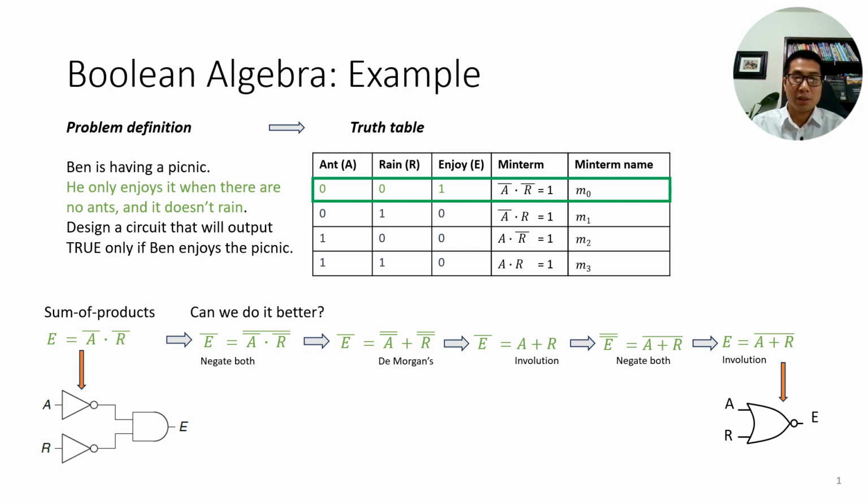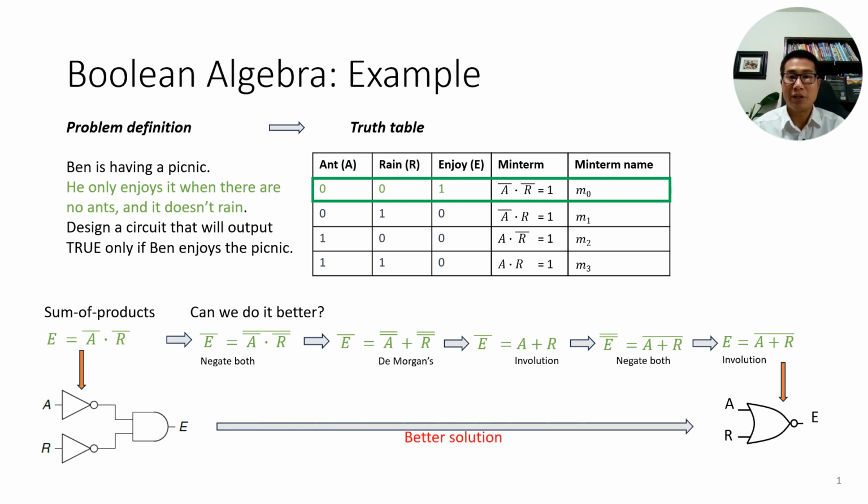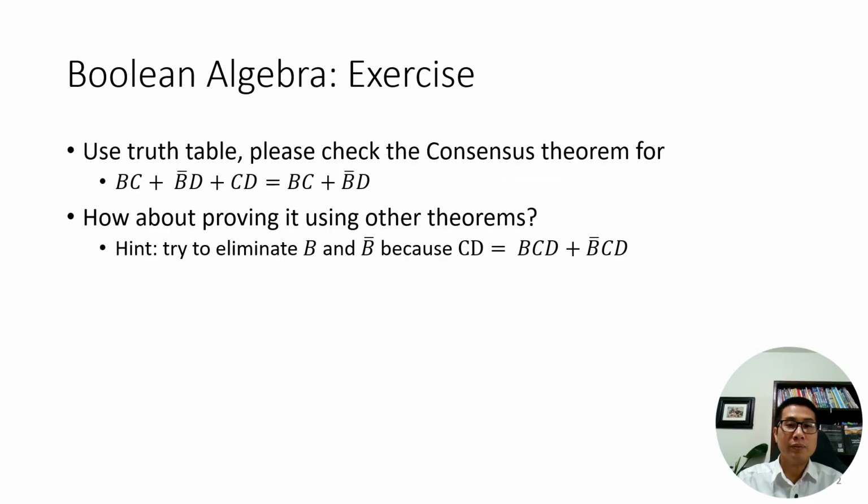Okay. So this is what we see, that it is a much better solution applying Boolean algebra in this exercise. Okay. Now, this one is another example where you can apply the axioms or theorems that we have learned so far in order to prove the consensus theorem. Let's say you use a truth table.